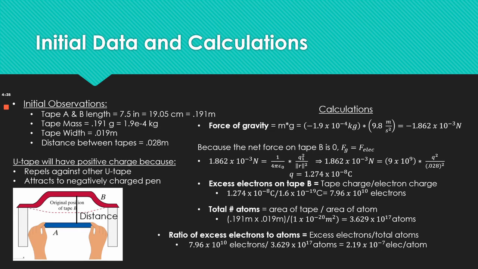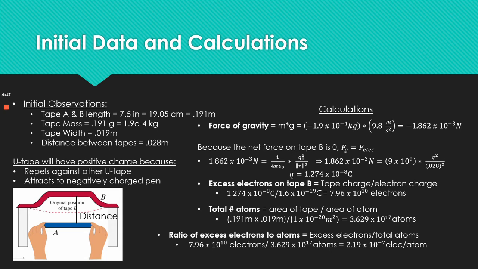Because F net equals 0 and Fg plus electric force equals 0, the two forces have the same magnitude. Using the electric force equation from the previous slide, I set the calculated Fg value equal to Q times the electric field and solved for the charge of tape B.